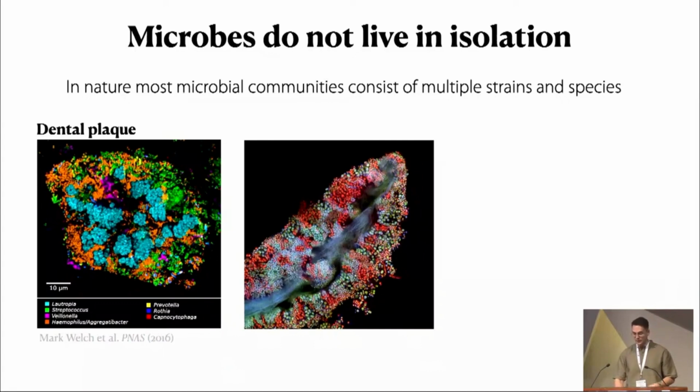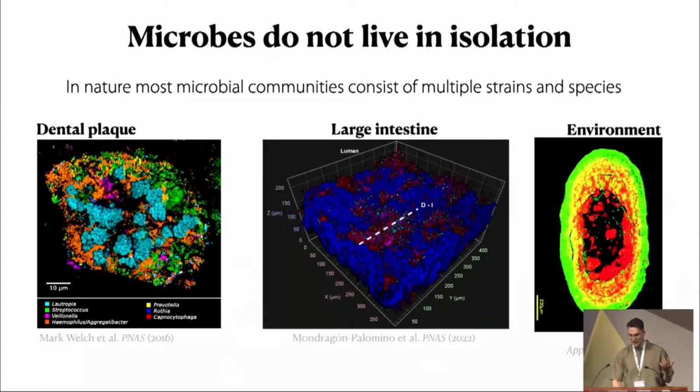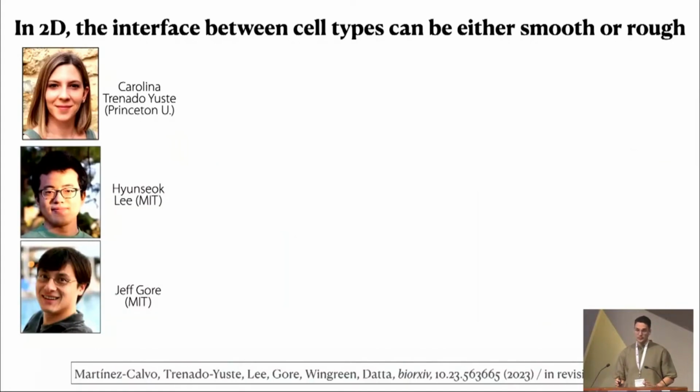So we wanted to understand the interplay between these shapes when you have different species. These are just different examples in our body and also in the environment. We decided to take a step back and go to 2D. We're currently addressing the 3D case. This is in collaboration with the lab of Jeff Gore at MIT, with Hyun at MIT, and with Carolina, who is a postdoc in Sujit's lab.